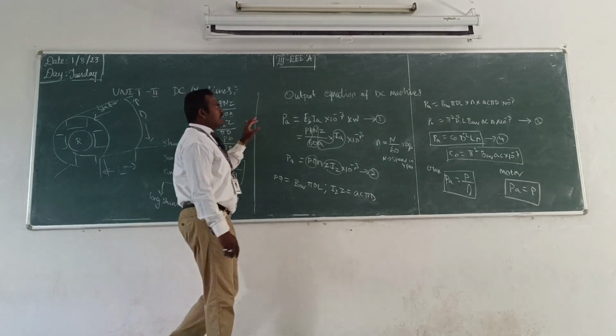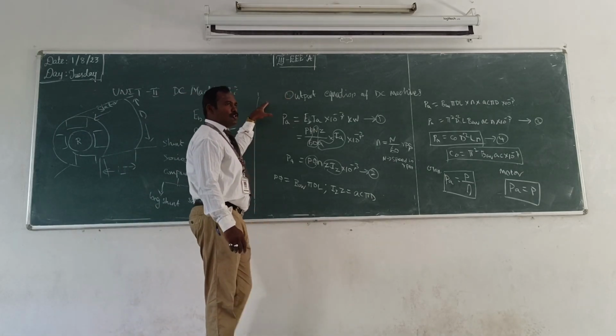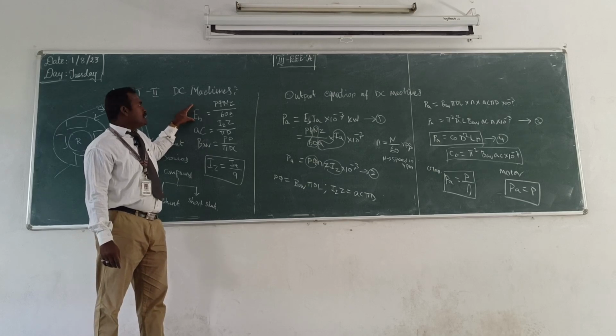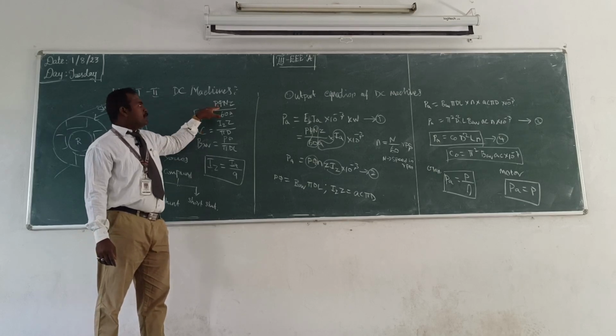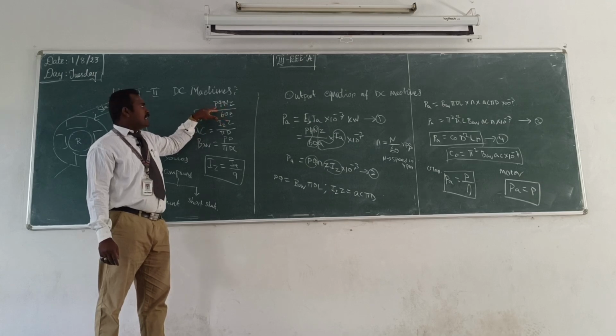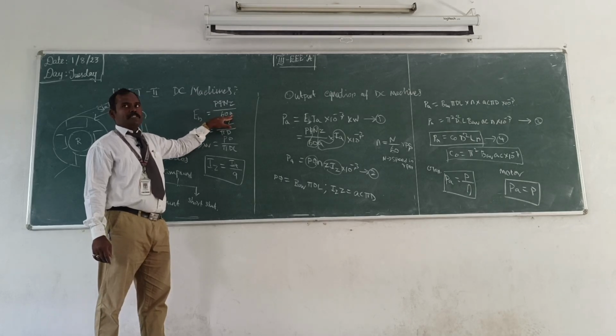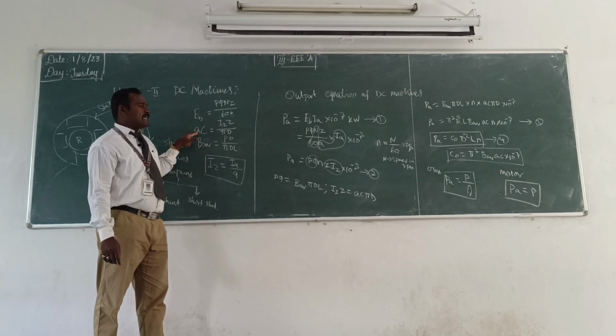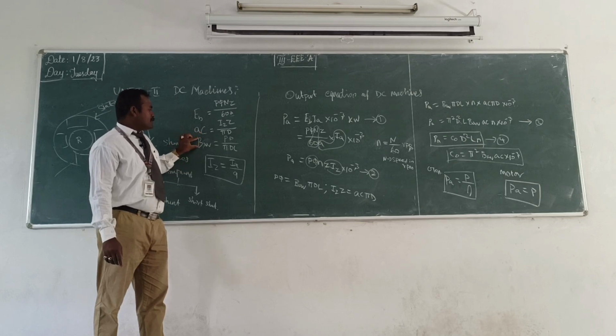Before you derive the output equation of DC machines, you should remember all these expressions, that is the back EMF equation or induced EMF in the DC machines. Eb should be equal to P phi N Z divided by 60A, where P is the number of poles, phi is the flux in Weber, N is the speed in RPM, Z is the total number of conductors, 60 is the constant, and a is the number of armature parallel paths.